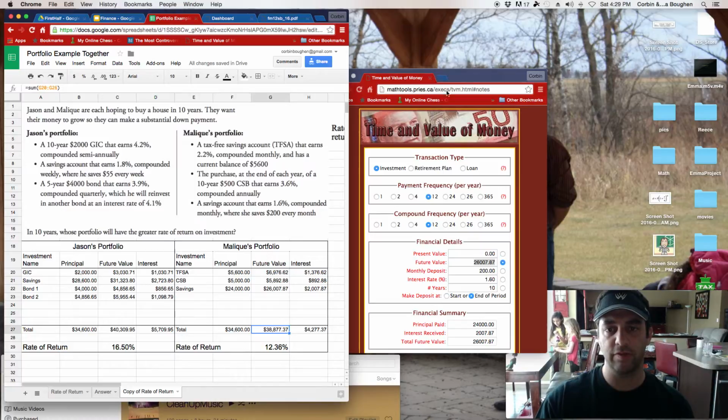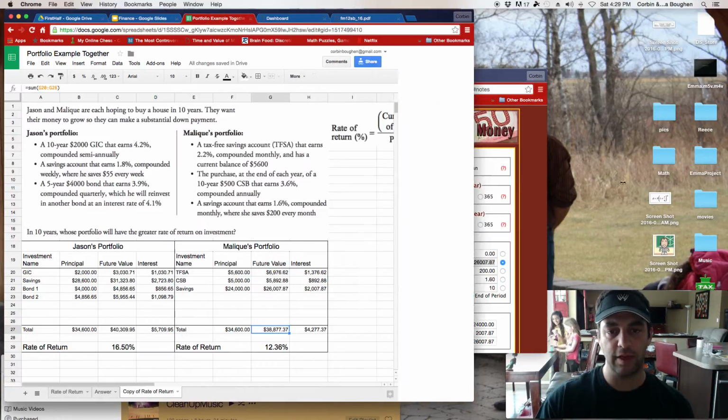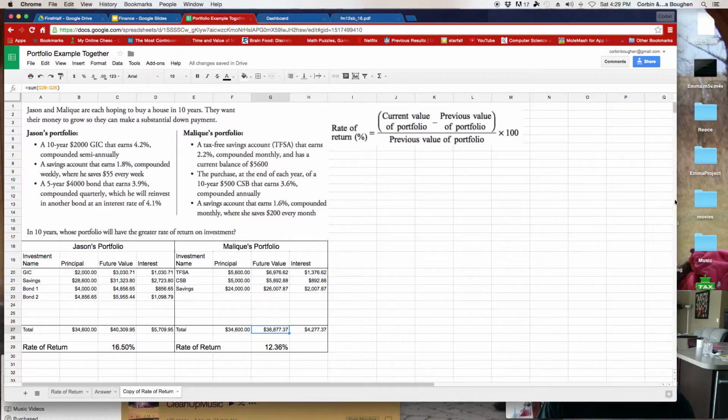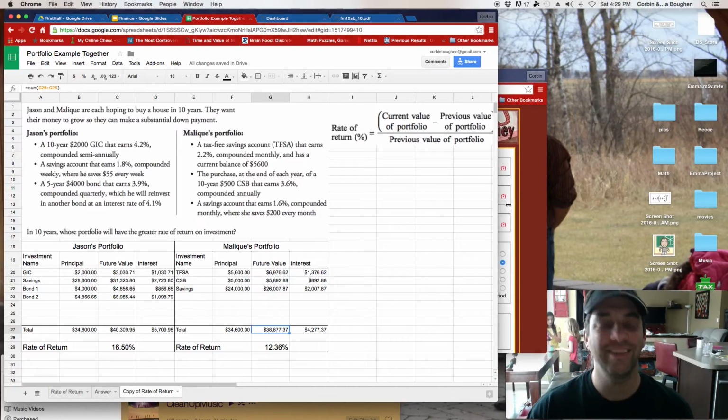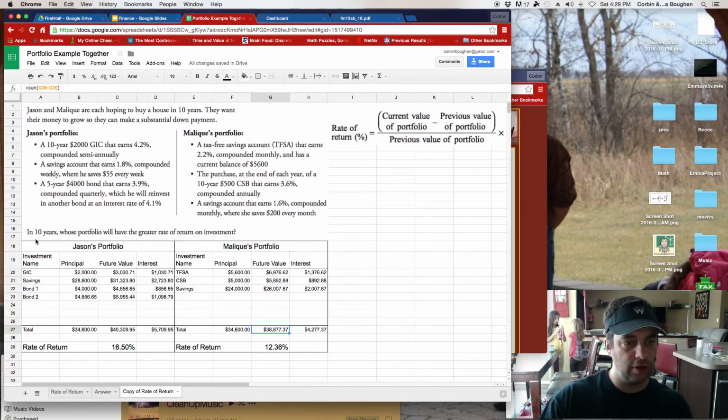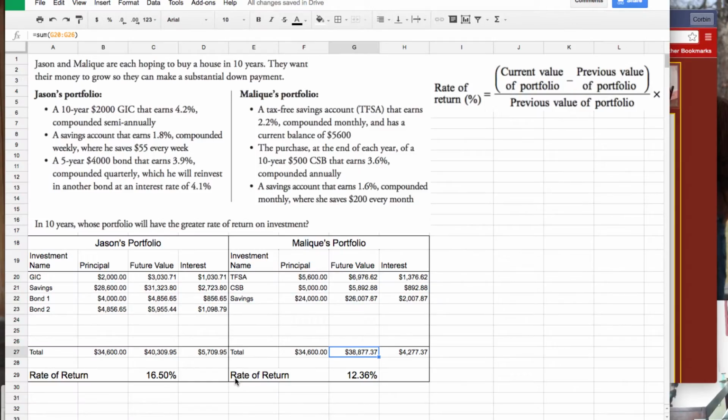Let's just find out. I'm just gonna maximize this, move it over. Actually, I still want you guys to see. Hey, how's it going? Okay. So the rates of return in 10 years, whose portfolio will have a greater return? And it looks like Jason's. And why? Which one earned the most?